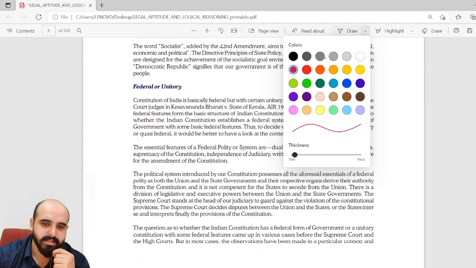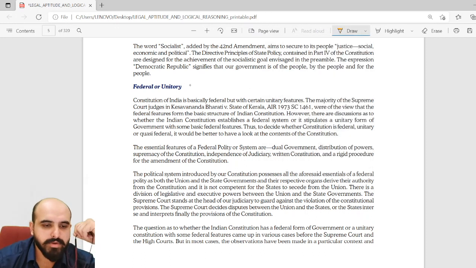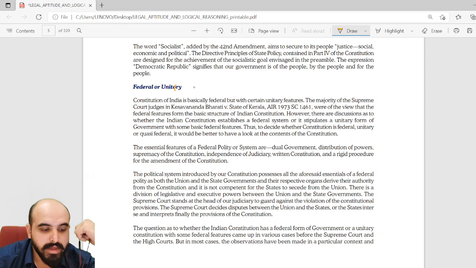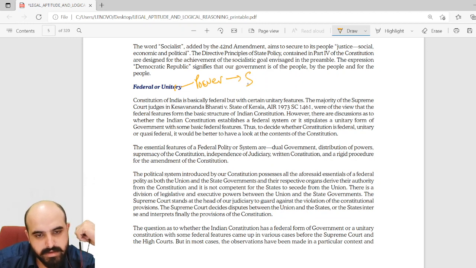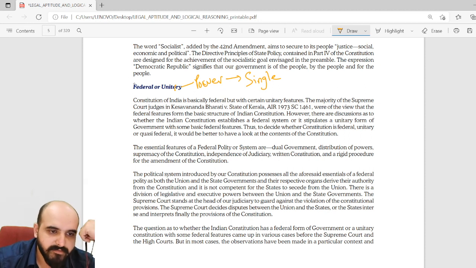Now let's talk about federal or unitary structures. What do you mean by unitary structure? Unitary means that the power is with a single authority. Who would be the single authority? The center. Okay. And what do you mean by federal? Federal means the power is divided between center and state. Yes. Okay.